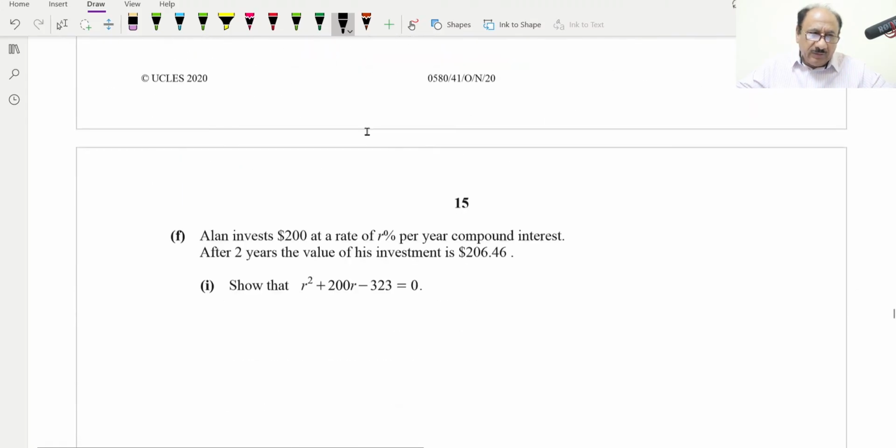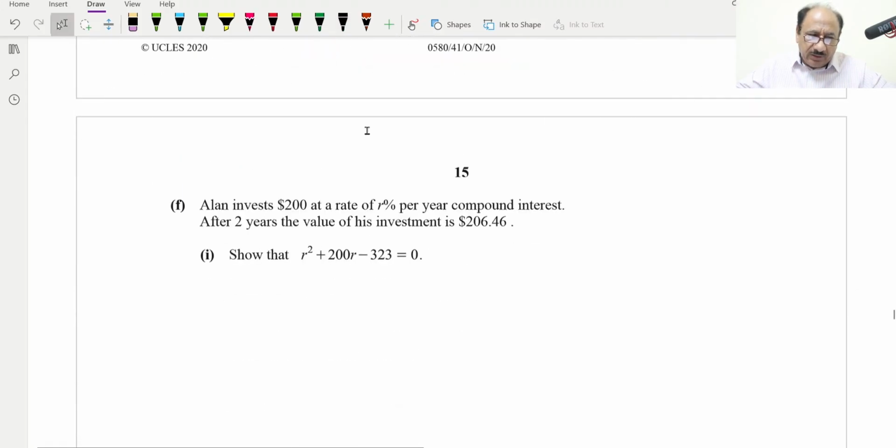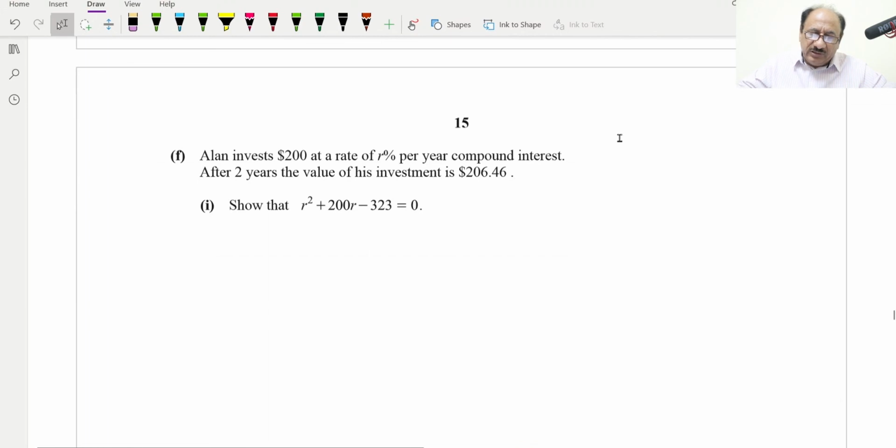Hopefully you got this. Now the next part, Alan invests this much amount. This is basically an interest question at this rate, compound interest, 2-year duration, and the value of his investment after 2 years is this one, and we have to show this.